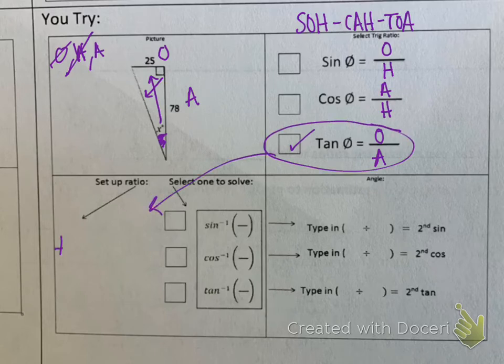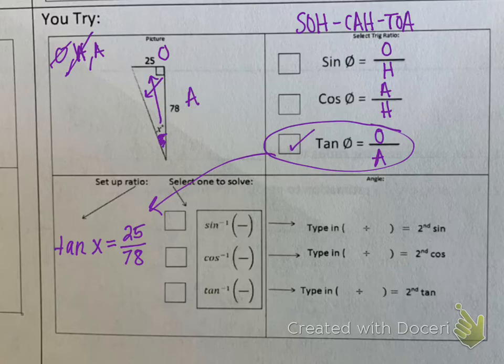So plugging in from the picture, I would have tangent, the reference angle is x, and that's equal to the opposite, which is 25, and the adjacent, which is 78. So once you have your equation, again, you're not cross multiplying because you can't isolate the x in that fashion.